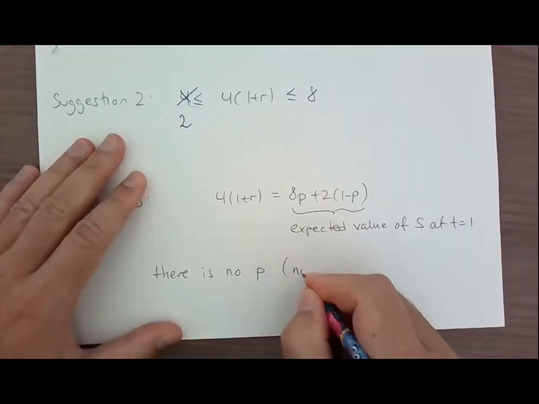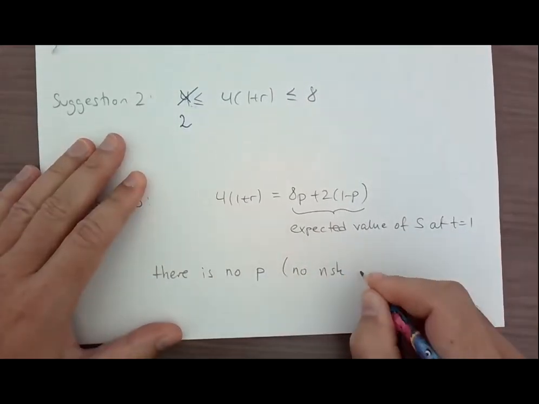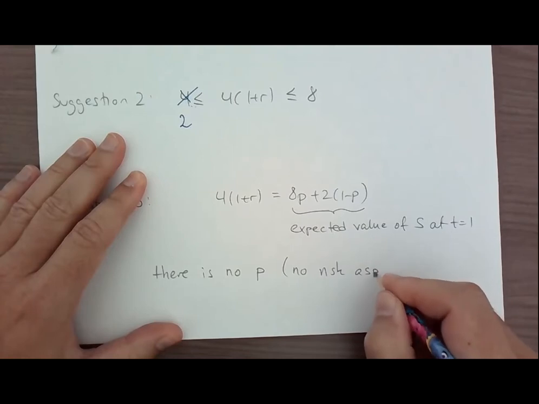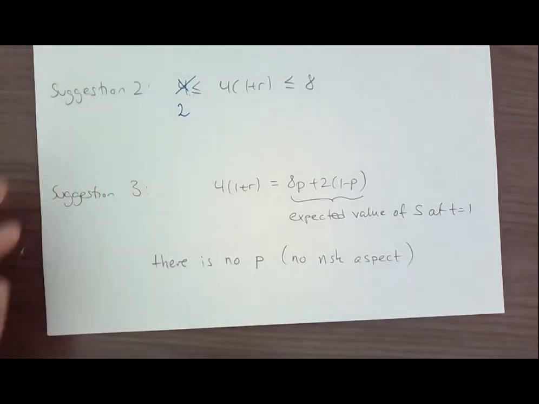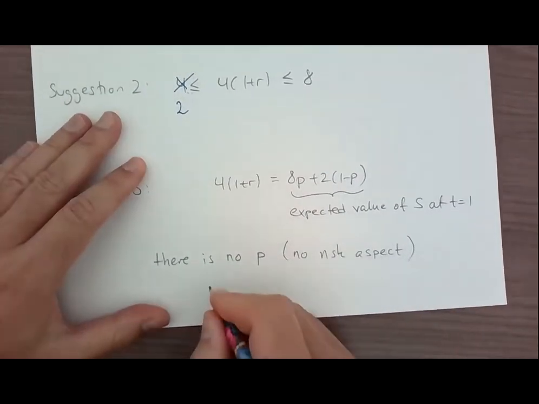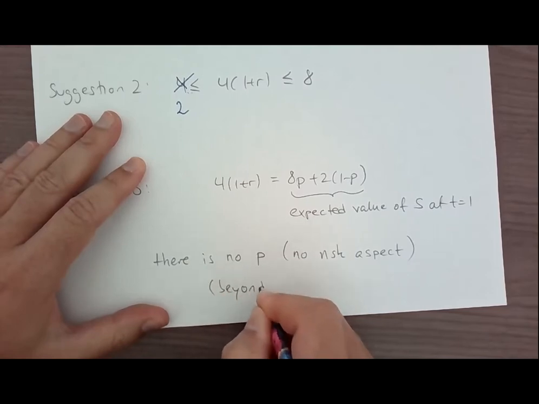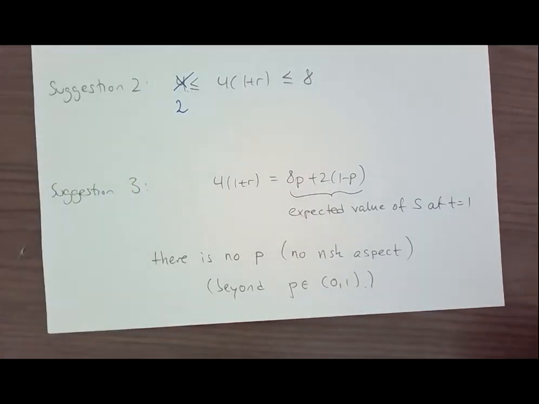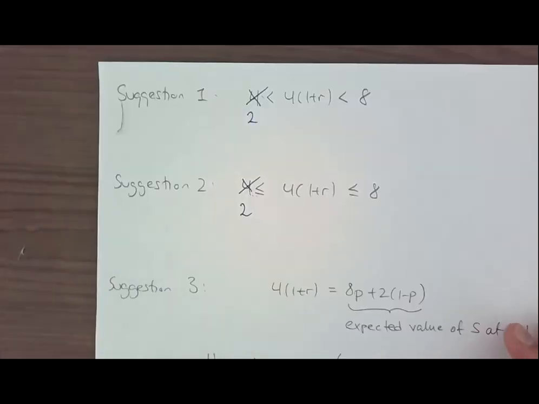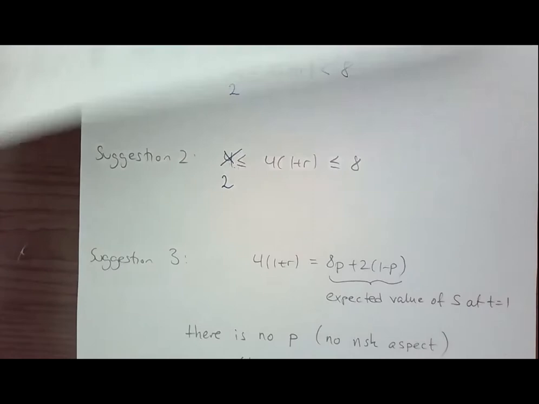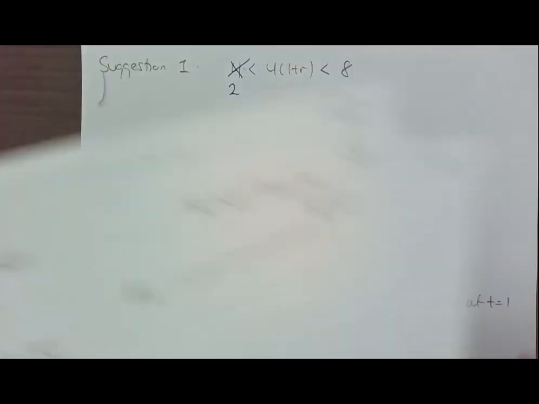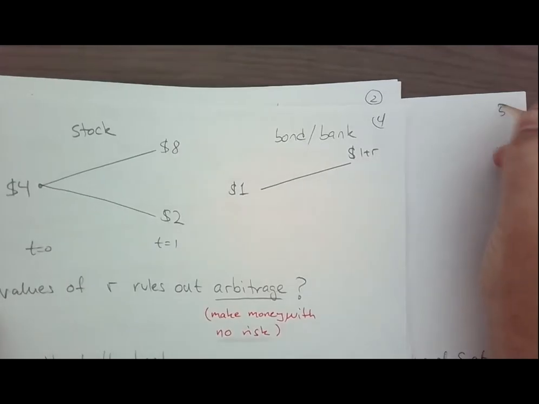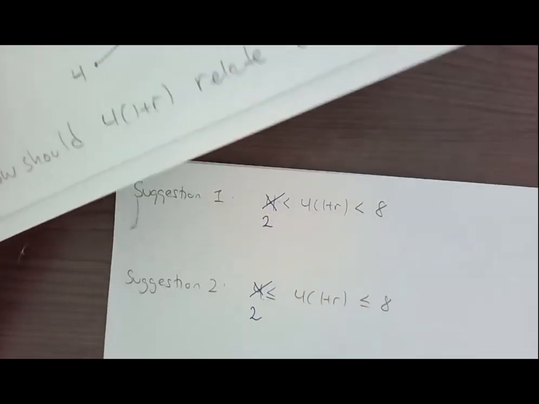This is the no risk aspect. But remember, of course, that beyond the requirement that p is between 0 and 1. Okay, so let's try to do an example for R where this thing fails. And then we can see how we should set it up. And then I'll write the correct condition at the end.